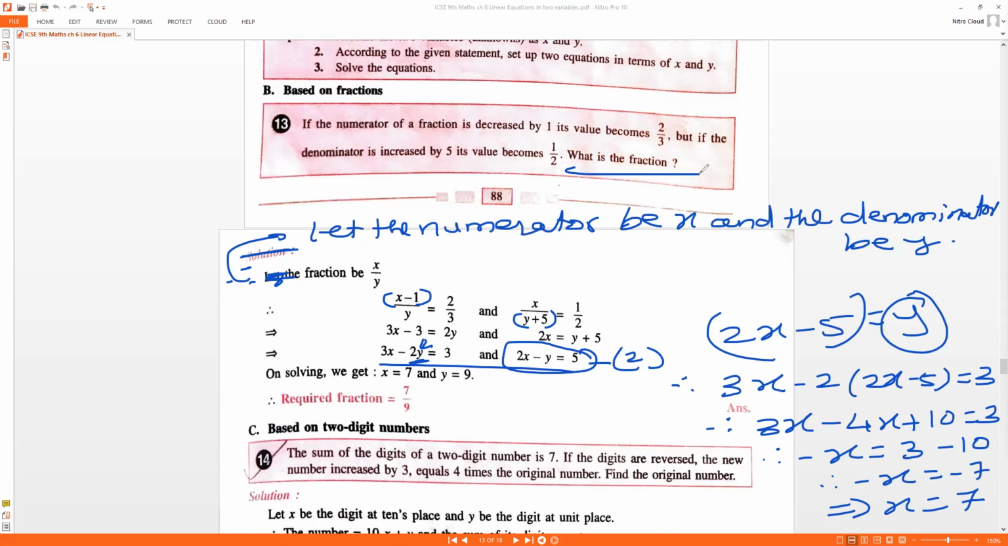What they have asked is, what is the fraction? If you don't write it in fraction form, you will lose one mark again. Do you want to lose that mark? No, sir. So what is the fraction x upon y? That is 7 upon 9, the required fraction. Okay, so please note this down.